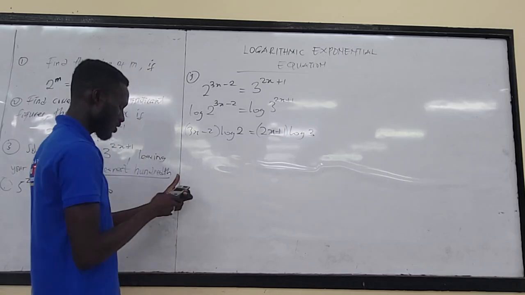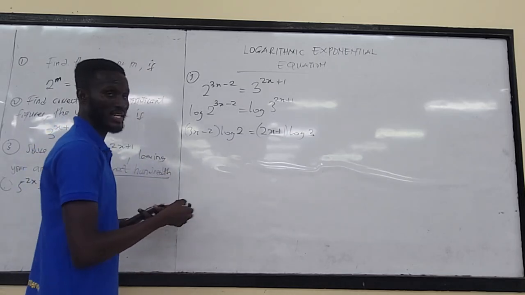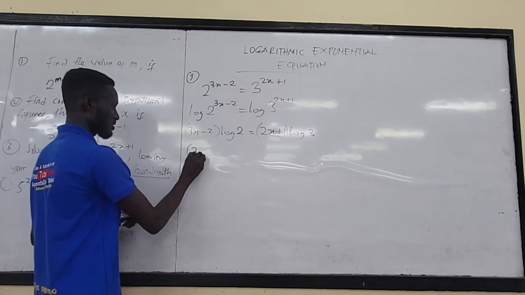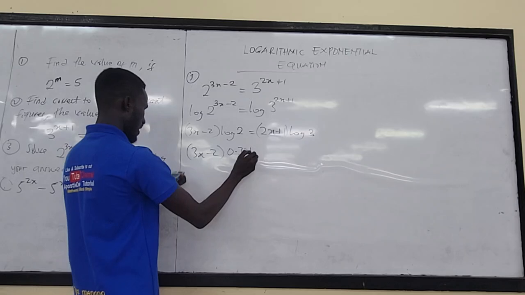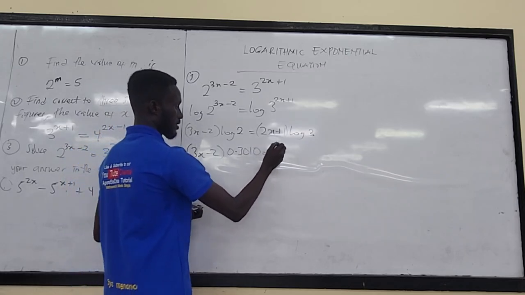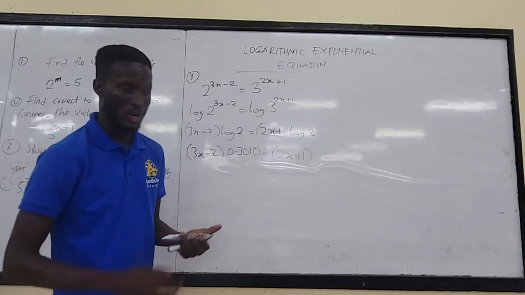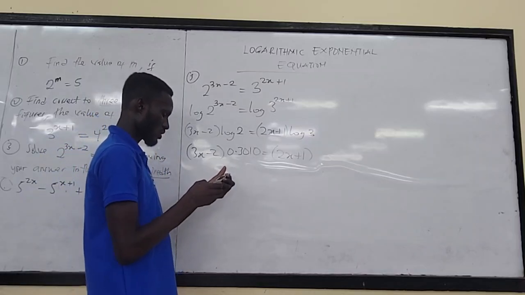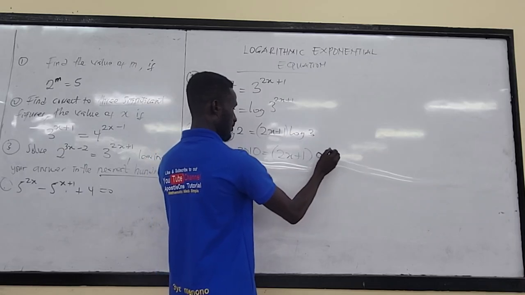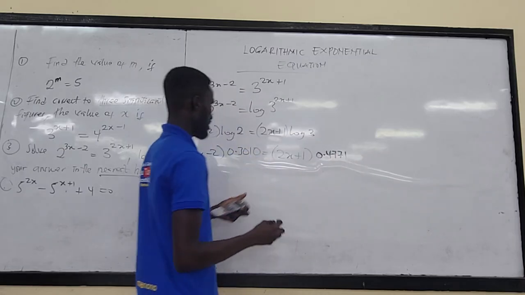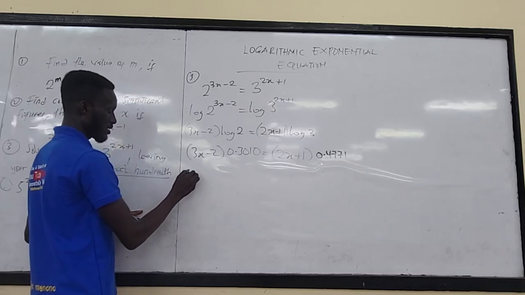On the calculator, log 2 is... leave your answer in 4 decimal places. Log 2 is the same as 0.3010. Now we have 2x plus 1, and then punch log 3 on the calculator. So log 3 in the form of 4 decimal places is 0.4771. Yes, now then you expand the bracket. This one times this, we're going to get what?